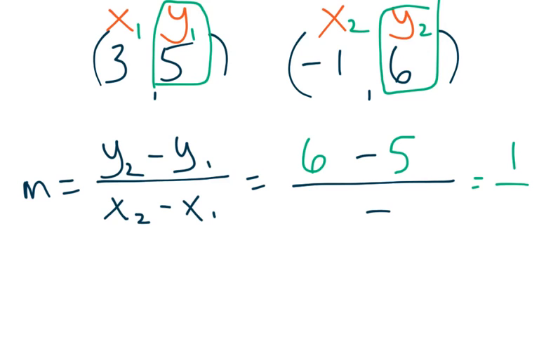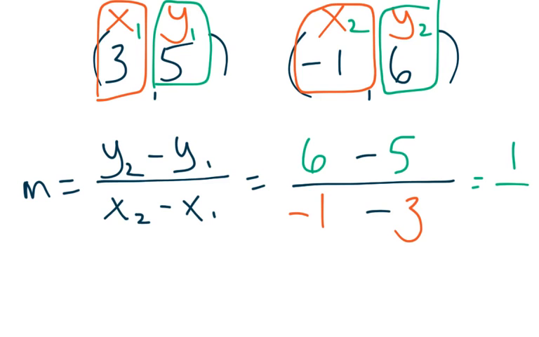Now we're going to do the x's. So we're looking for x2, which is -1, and we need an x1, which is 3. If you put this in your calculator, -1 minus 3, it'll give you -4. And that is our slope, -1/4.